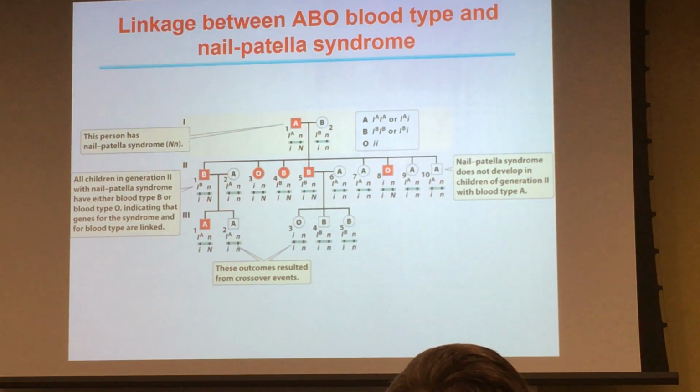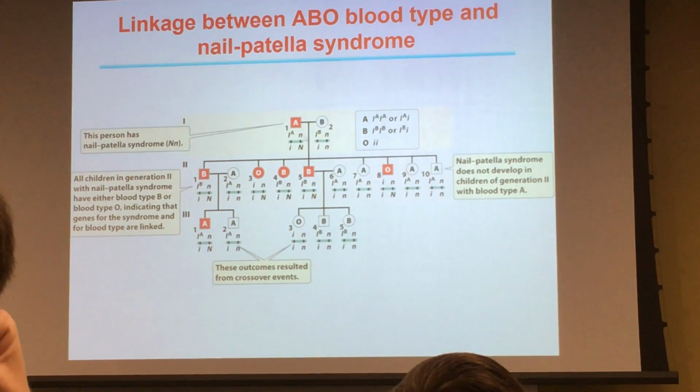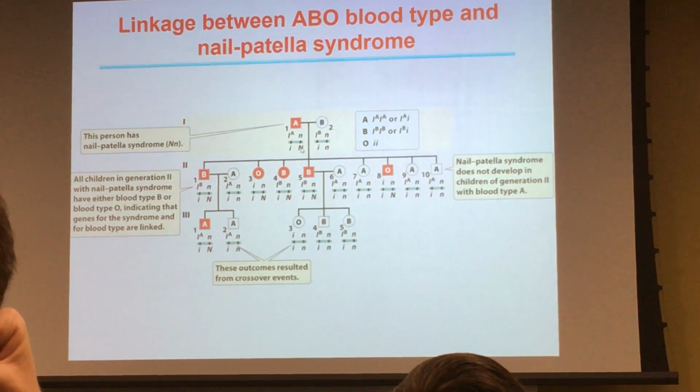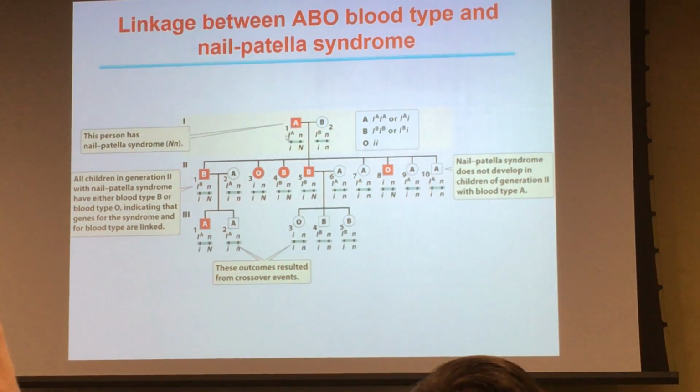This is an example where we have the gene for blood type and a gene for a disease known as Nail-Patella syndrome. This is a dominant disorder. What we see is this individual has the syndrome, and they have a capital N to show that they have the disease. Now, this individual is also heterozygous for blood type AO. So they have 1 copy of the A allele, and they have 1 copy of the O allele.